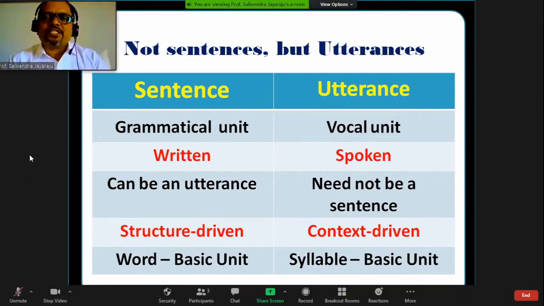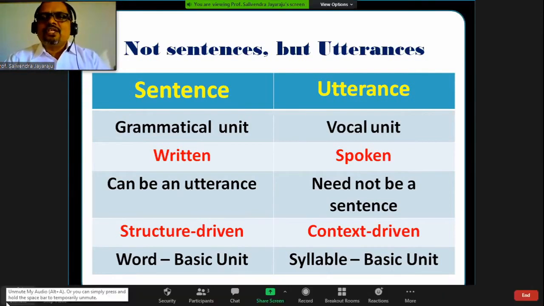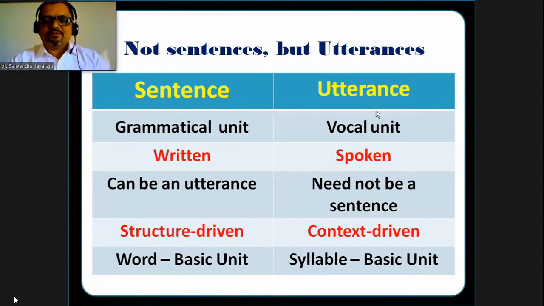Dear friends, what we need to understand is utterance need not be a sentence, but sentence can be an utterance. Whatever I'm speaking, most of my speech includes sentences, but here and there, there are certain expressions which are not even a sentence. Okay? And sentence is structure driven. It should have subject, verb, object. It should have tense. Right? And utterance is always context driven. In the context, meaning is more important than the grammatical structure. And if you can bring out the words that are crucial for meaning and ignore the grammatical structure, it's okay functionally.